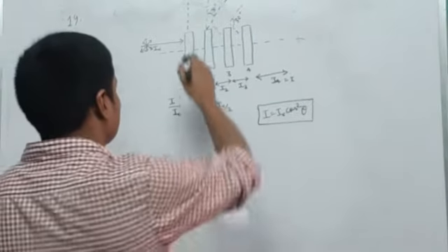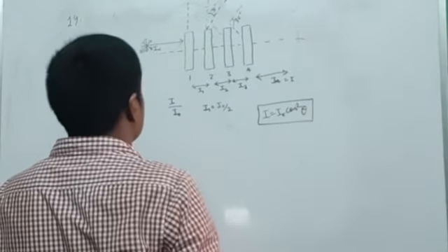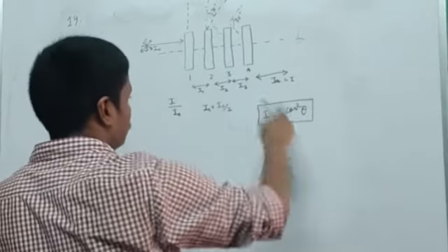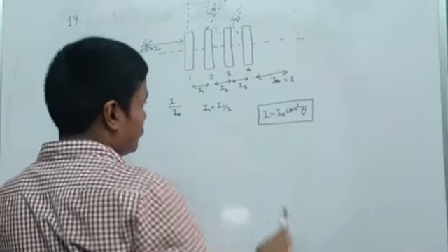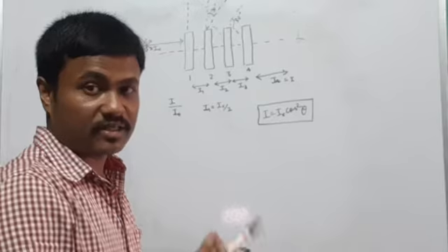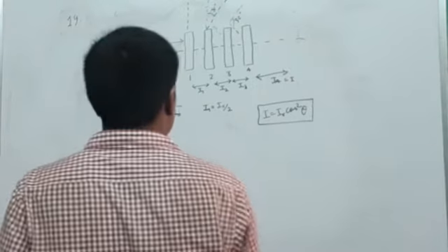But for the first polarizer, there is nothing to orient this axis about. So instead we have to take the average over one full cycle of cos squared theta, and that gives you half. So I1 is I0 by 2.